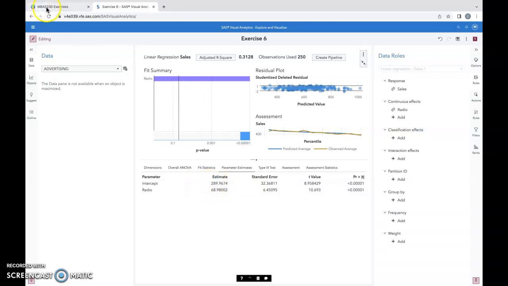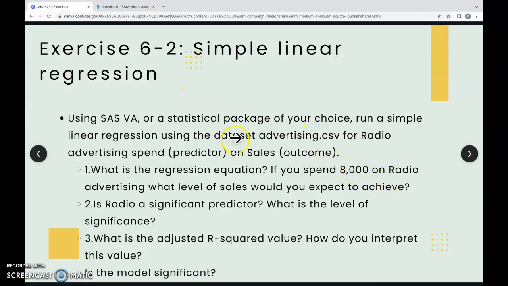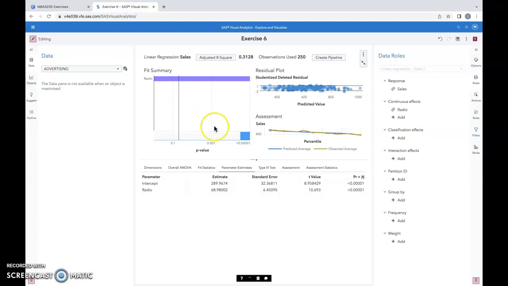289.97. So as we can see, it's going to ask us, if we spend 8,000 on radio advertising, what level of sales would you expect to achieve? So the equation for 8,000 is going to be the 68.98 times 8,000, plus 289.97. And that's going to give us an overall of 550,473.97.